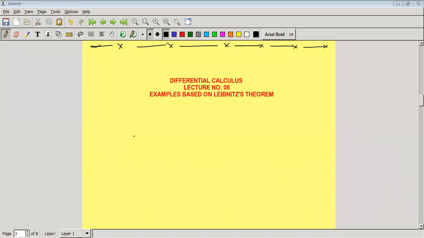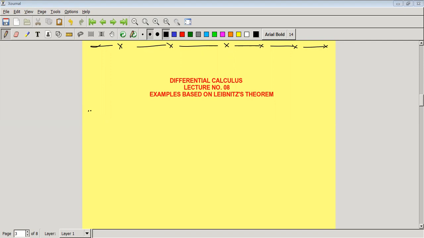In this lecture, we will discuss some examples based on Leibnitz's theorem. As you know, we have already discussed Leibnitz's theorem in lecture number 7, and we have already discussed two examples based on Leibnitz's theorem. So let us continue.